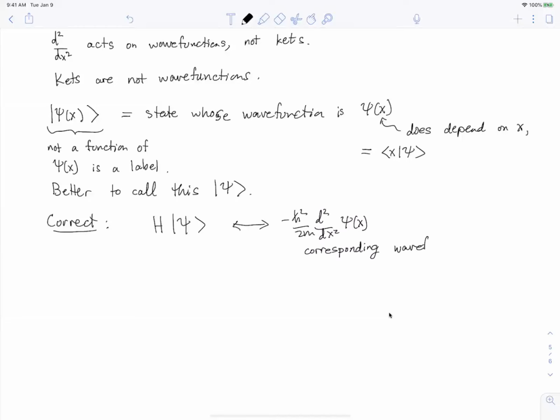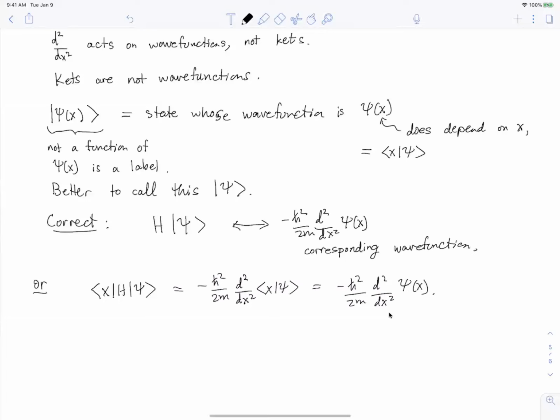Another correct way to write it would be this: x h psi. That means the wave function with respect to x of h times psi is equal to minus h bar squared over 2m, second derivative, x psi, which is minus h bar squared over 2m times the second derivative of the wave function. So this would also be a correct way of writing it.